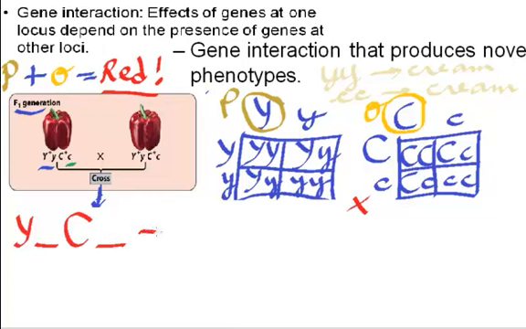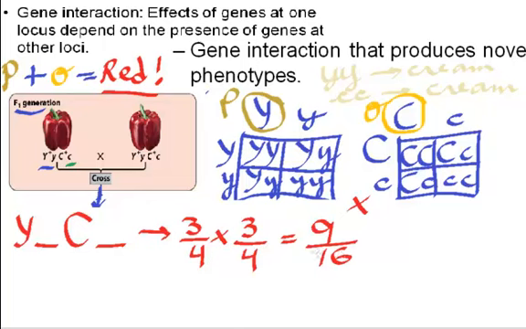So let's figure out here in how many combinations we can get this. We have here 3 out of 4 and 3 out of 4. That will give us 9 out of 16 times that we do this cross. We are going to get both of these dominant alleles being expressed, which is going to give us our red color.